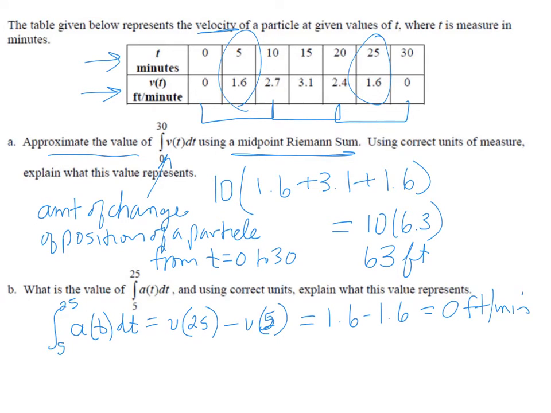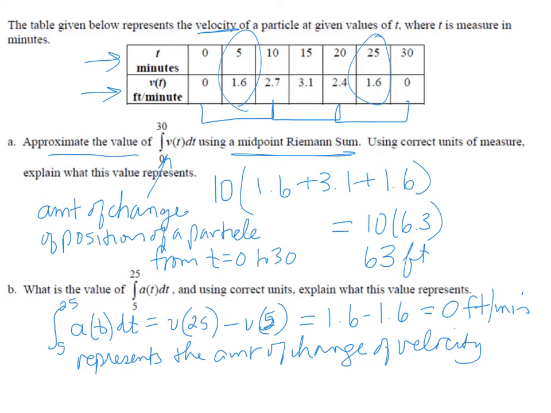And so this just represents the amount of change of velocity. This is the verbal component. The amount of change of velocity of the particle from t equals 5 to t equals 25.